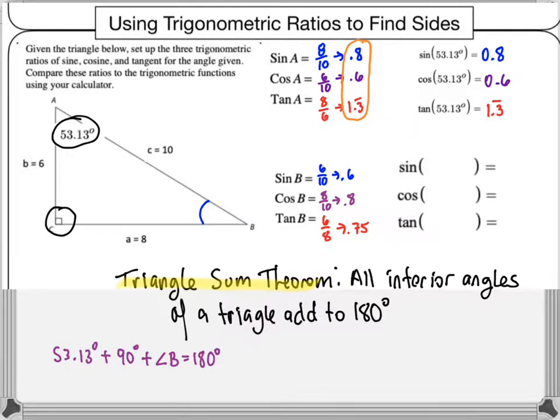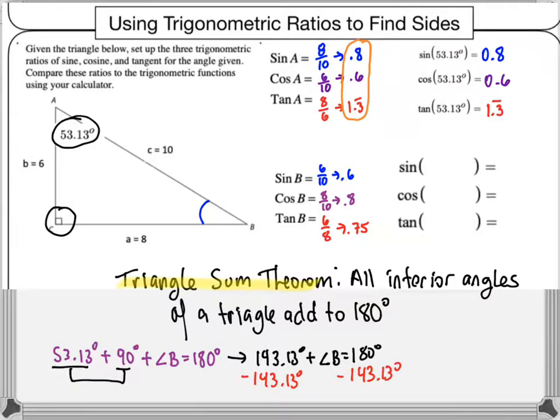So we just do some real quick algebra here. We add up the 90 and the 53.13 and we get 143.13 degrees plus angle B equals 180. Then we subtract 143.13 degrees from each side, and that gives us the measure of angle B, which is 36.87 degrees, and so we can just load this in over here, 36.87 degrees.